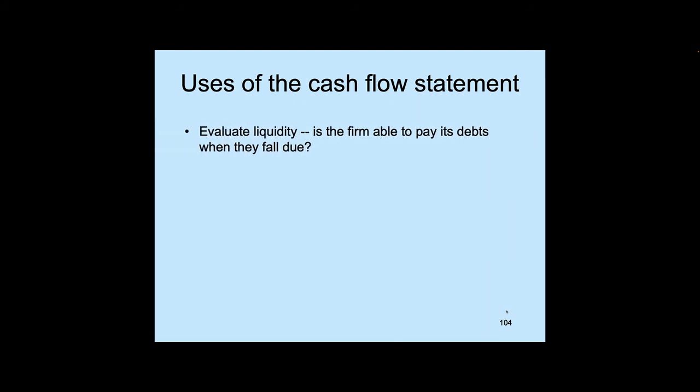Number 1, we can evaluate the liquidity. Is the firm able to pay its debts when they fall due? Well, it appears anyway that the way this company is operating, it's generating a fair amount of cash from operations. That helps us pay our bills. We don't have to keep that much on hand because we're generating a fair amount of cash from operations.